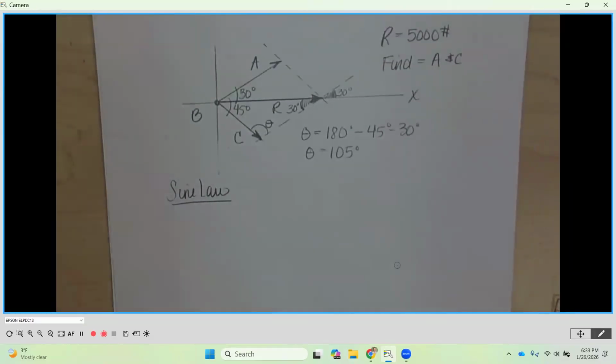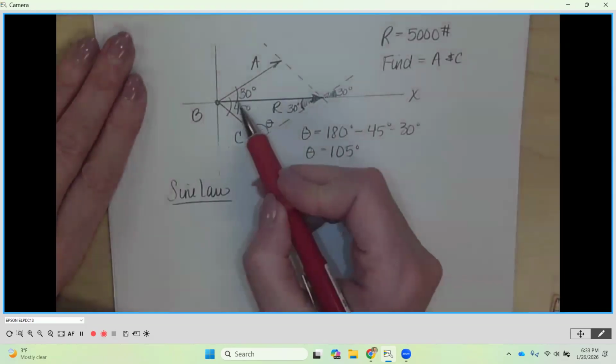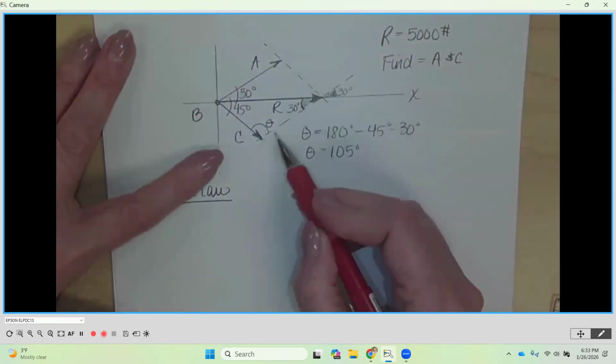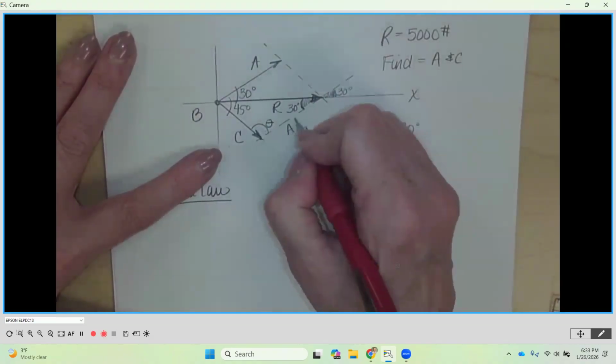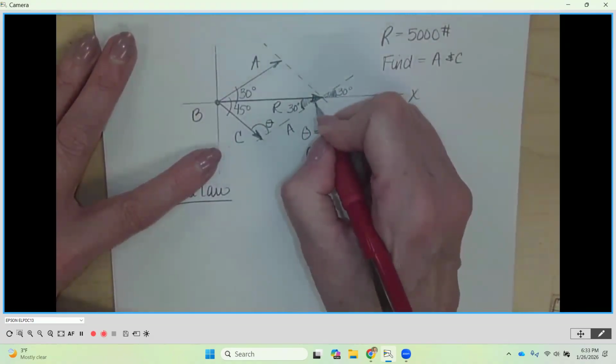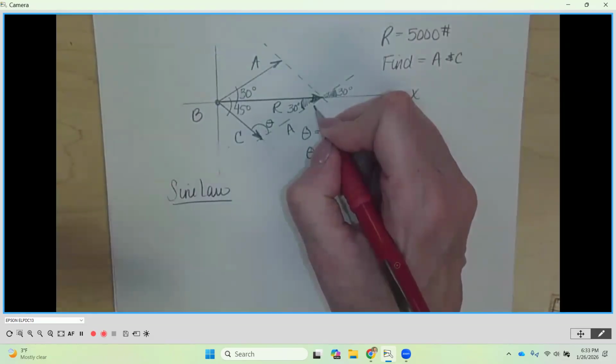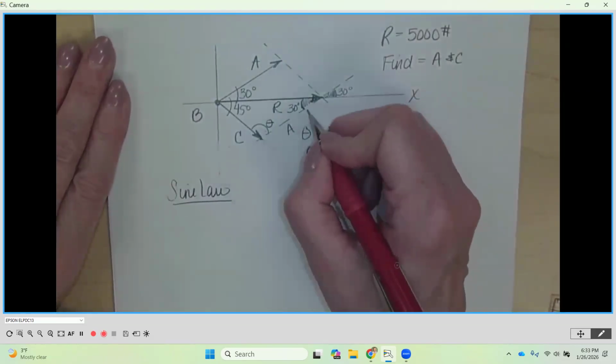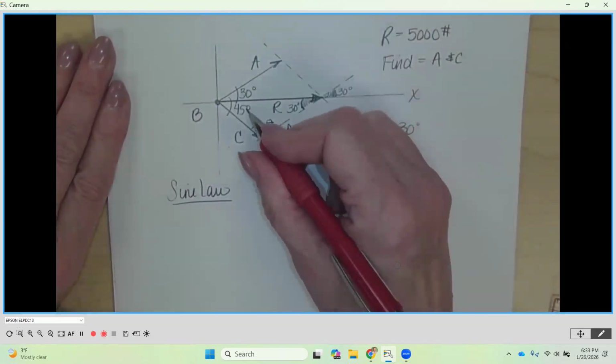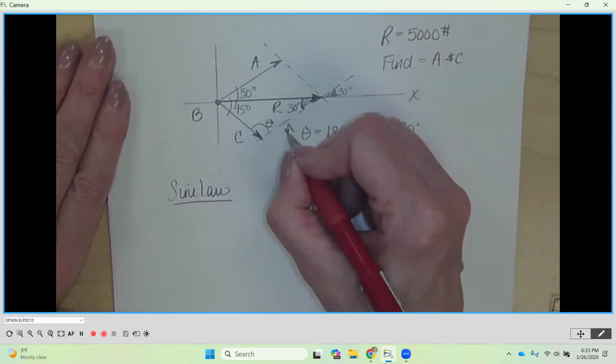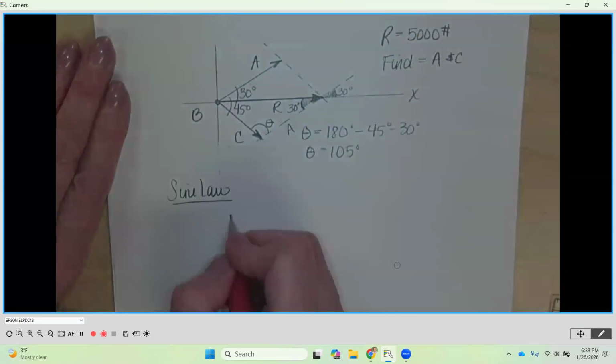Now remember, with the sine law we set up a proportion: the length of a side over the sine of its opposite angle. If we look at where A is, and I'm going to use it down here, A is technically this equivalent line. So A is going to be the side opposite which angle? 45 degrees, right? So we're going to say A over the sine of 45 degrees.